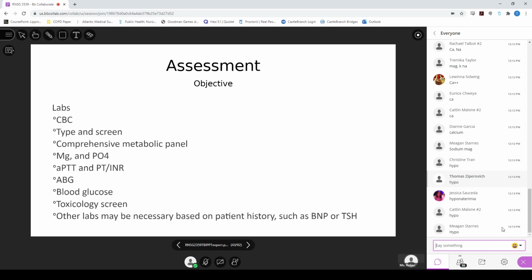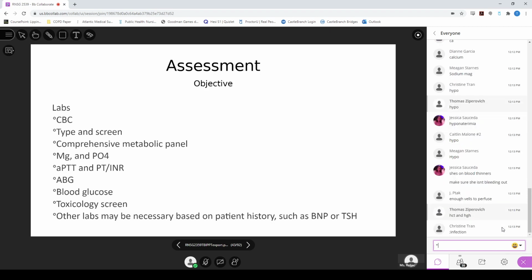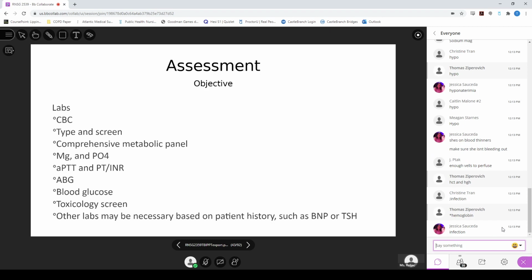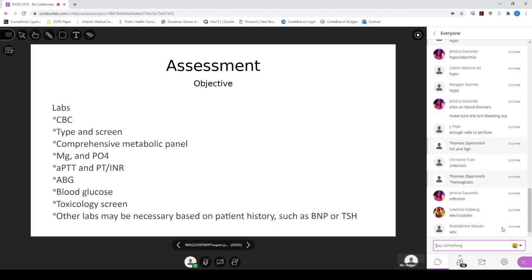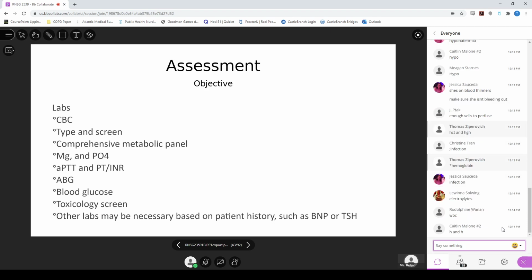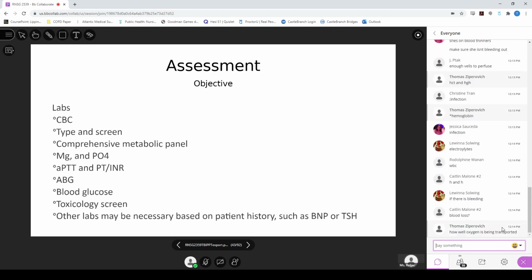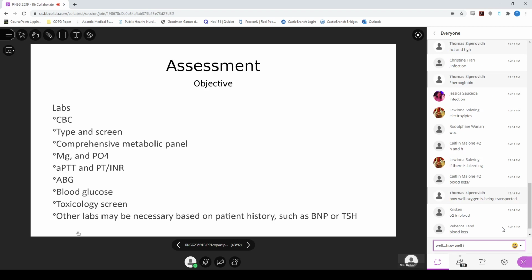So CBC, why do we want a CBC on this patient? What are we looking for? I'm going to get that with the PTT and the INR, the PT. What are we going to get with CBC? Yes, so we want to know about the crit and the hemoglobin. What do those things tell you? The H and H, what does the crit and hemoglobin tell you? Bleeding, that's right, blood loss if they're bleeding.